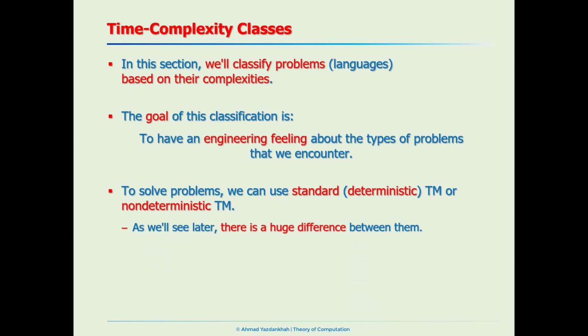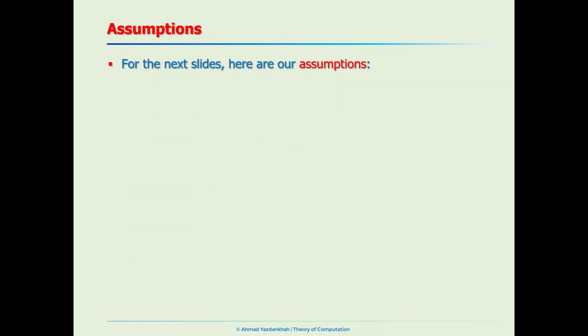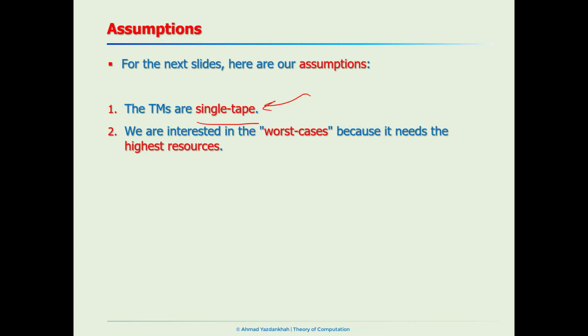Okay, so we can solve problems with a standard Turing machine and also a non-deterministic Turing machine, because these two are two different things. So let's start with the deterministic or standard Turing machine, and then we will talk about the non-deterministic one. So here are the assumptions. First of all, the Turing machine that I am going to use is a single tape, and also we are always interested in the worst case because this is the maximum resources that we need to pay. So these two are assumptions.